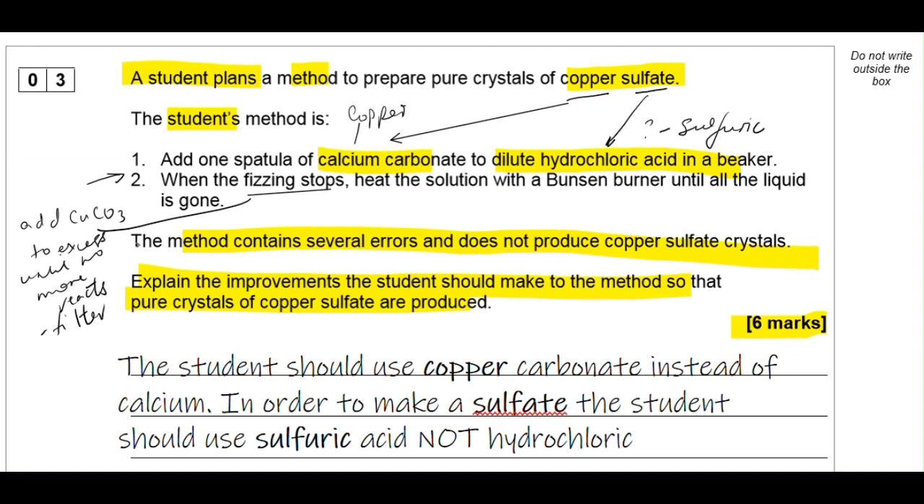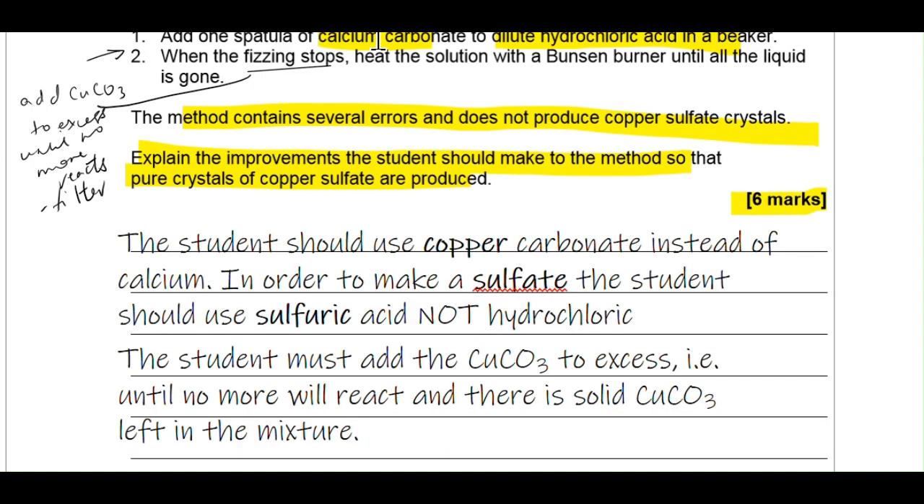So let's get that written down. The student must add the copper carbonate to excess, i.e. until no more will react and there is solid copper carbonate left in the mixture. Then you should set up a filtration apparatus with a funnel and a filter paper and filter the solution till it's nice and clear. In order to get crystals of copper sulfate, you must reduce the volume by about half by heating it and place it on a windowsill to cool.